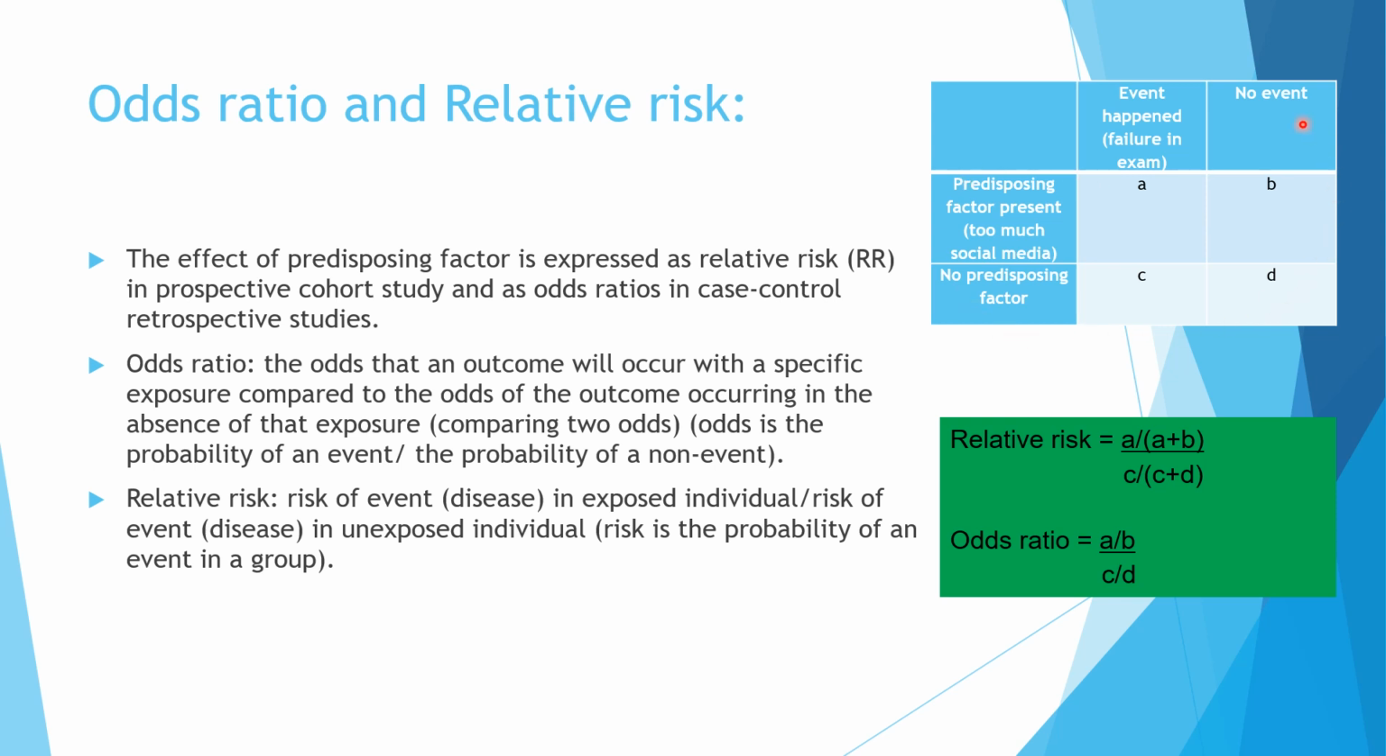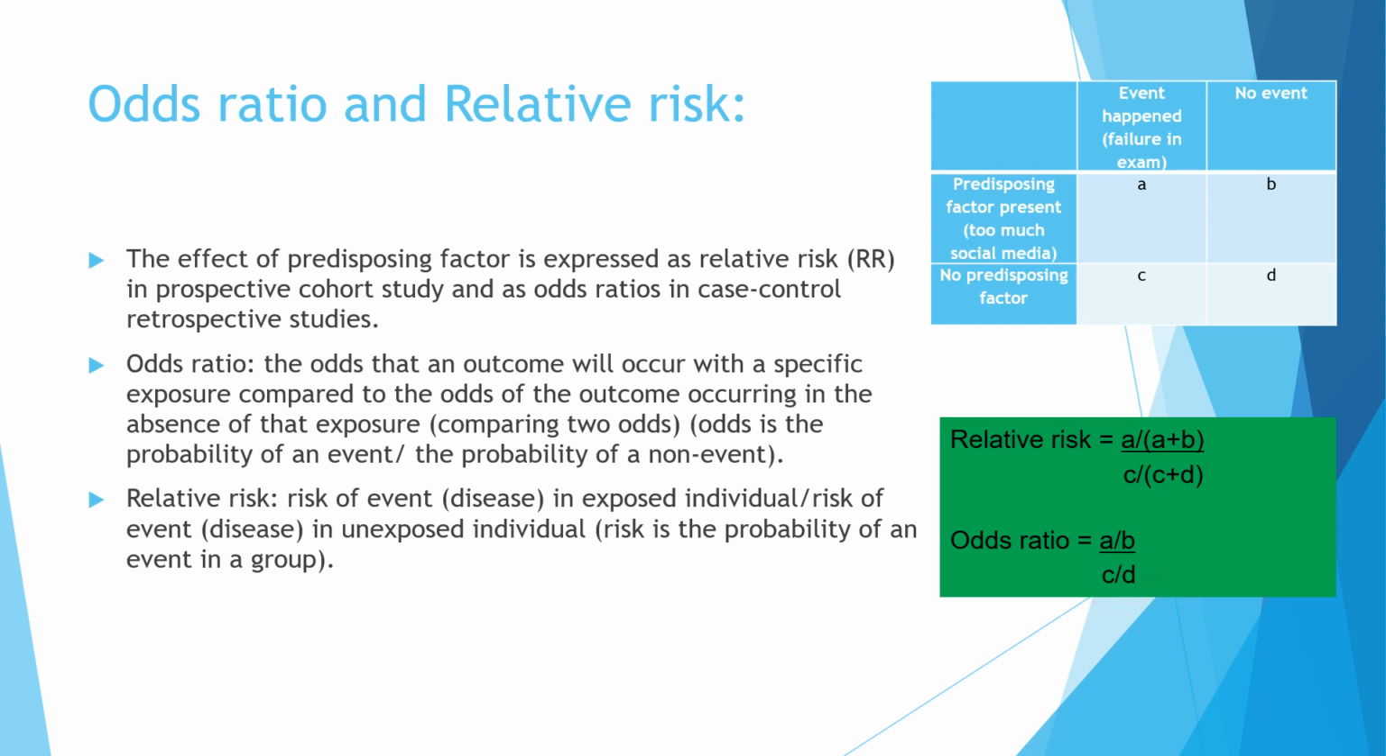We're going to describe this on the table here. The odds with the presence of the risk factor will be the event A divided by the non-event B, so it will be A over B. The odds with no risk factor will be C over D. So if you want the odds ratio, it will be A divided by B in relation to C divided by D. It is the relation between two odds, A over B and C over D. So this is the odds ratio.